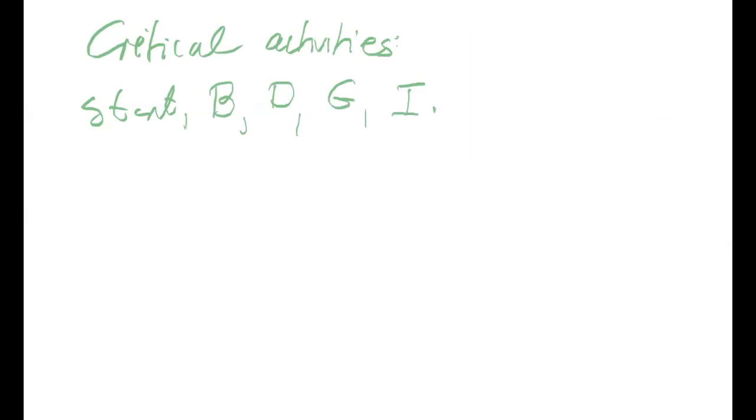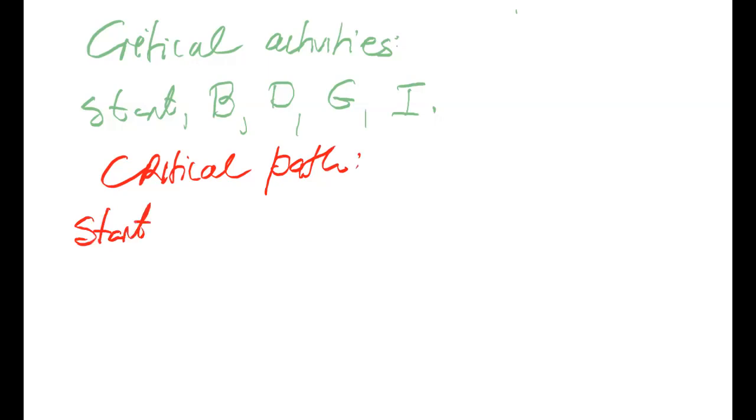A logical listing of the critical activities with a dash in between indicates that you have written the critical path. So the critical activities are written with a comma between them, but the critical path is written as follows: the start to B to D to G to I to finish.